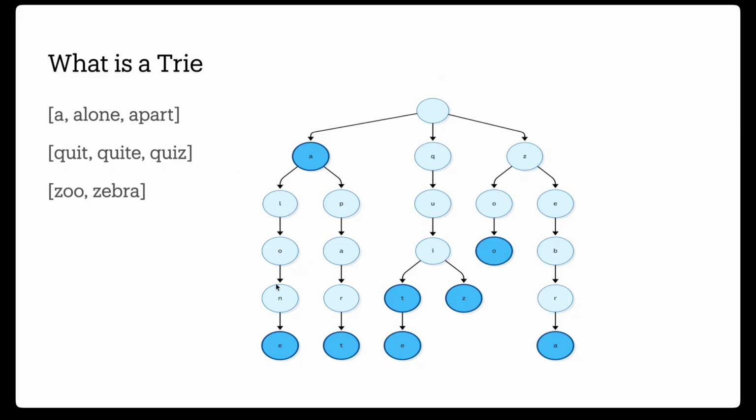No matter how large this data structure is, in order to find quit, quiet, and quiz, we just traverse this one node path that branches right here at the I. And that is the power of trie.